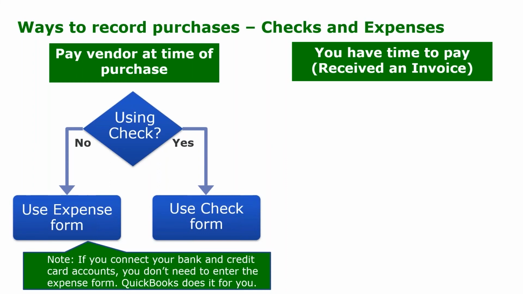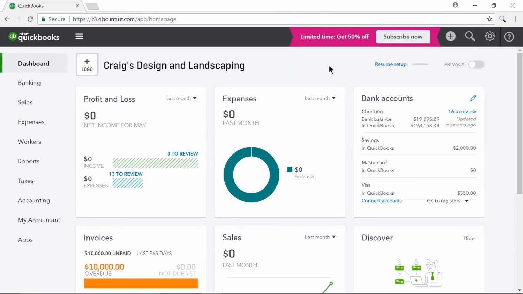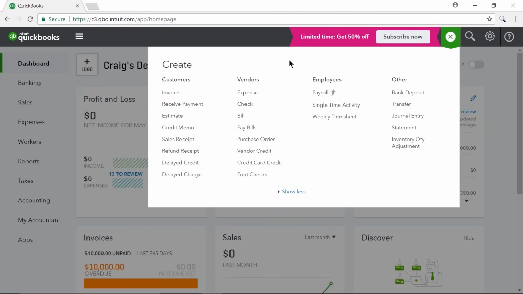We're going to talk about both of these scenarios. But the first thing that I want to talk to you about are checks. So that's what we're going to talk about right now. And then after that, we'll talk about online banking for a bit. So if you are writing a vendor a check and there's no bill involved, you're just paying them with a check, the first thing you would do is go up here to the Create menu, and then underneath Vendors, choose Check.